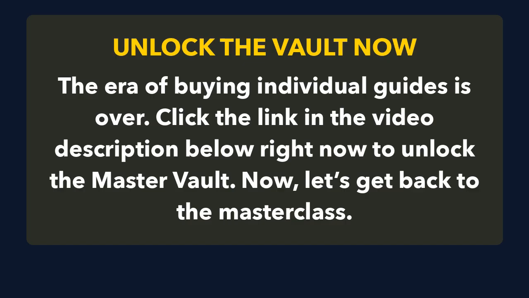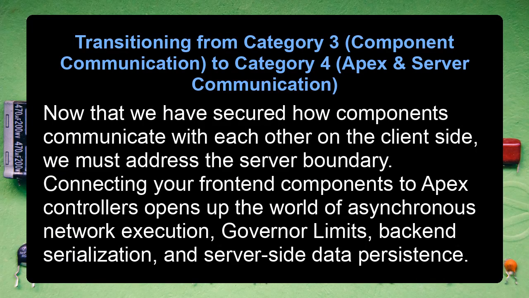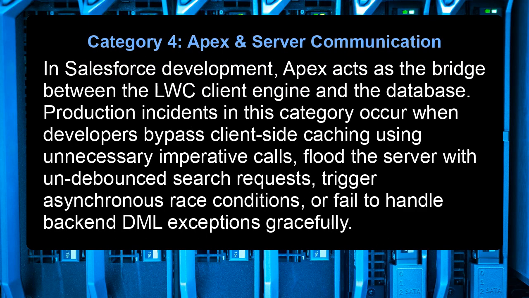Now, let's get back to the masterclass. Transitioning from Category 3, component communication, to Category 4, Apex and server communication. Now that we have secured how components communicate with each other on the client side, we must address the server boundary. Connecting your front-end components to Apex controllers opens up the world of asynchronous network execution, governor limits, backend serialization, and server-side data persistence. Category 4: Apex and server communication.